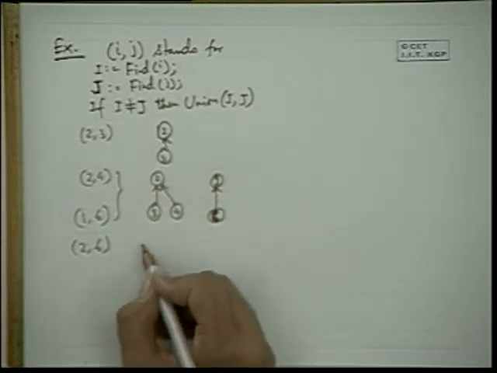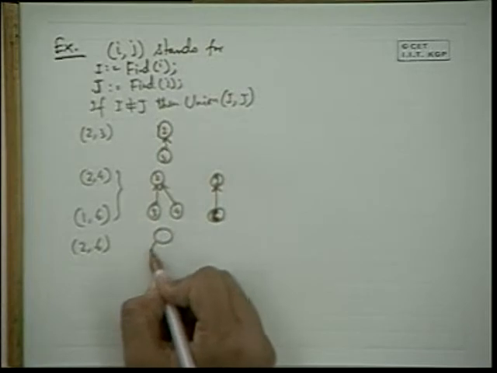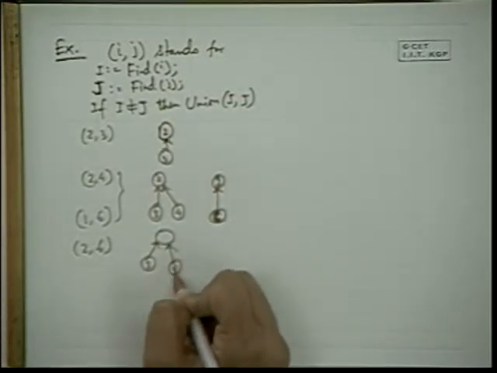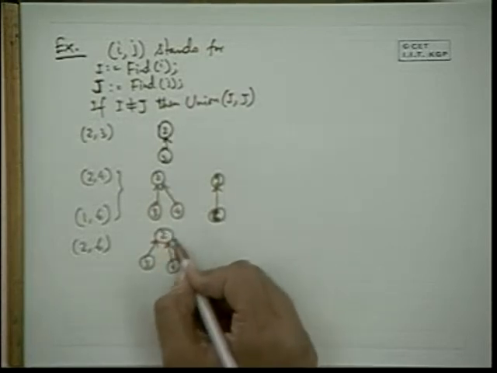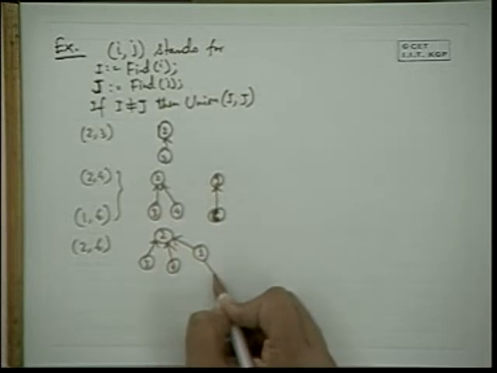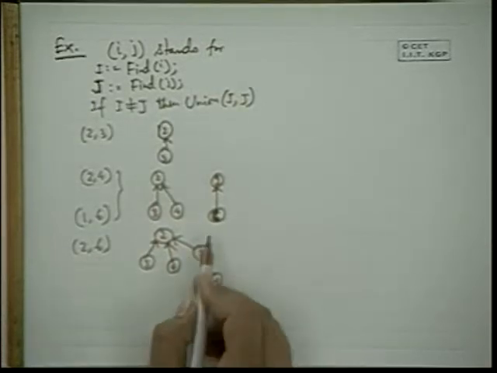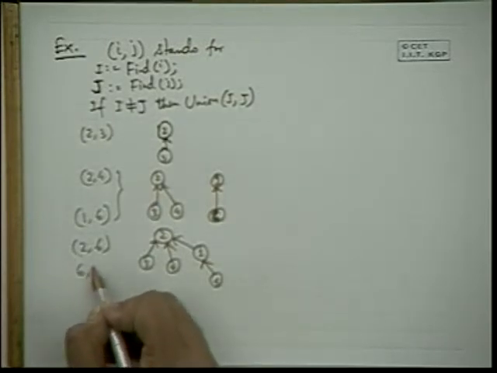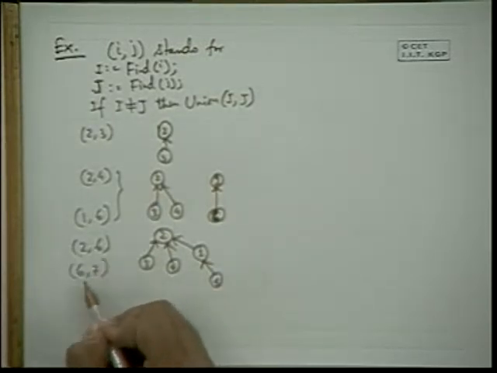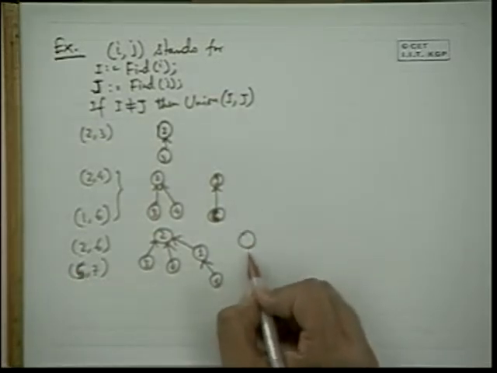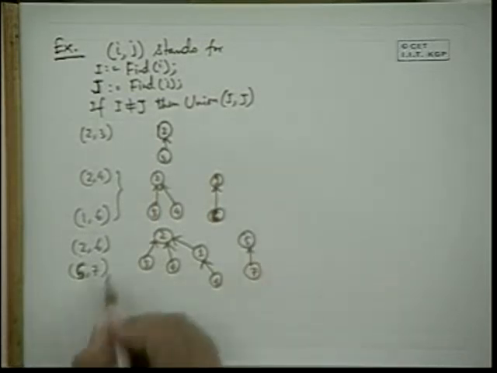So what we get is 2 has 3 and 4, and then 1 will join to this. By this operation, this will be the tree now. Now suppose 5, 7 comes. For 5, 7, I will have 7 here and 5 here. So these two.